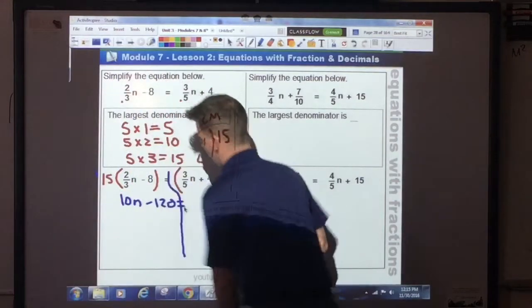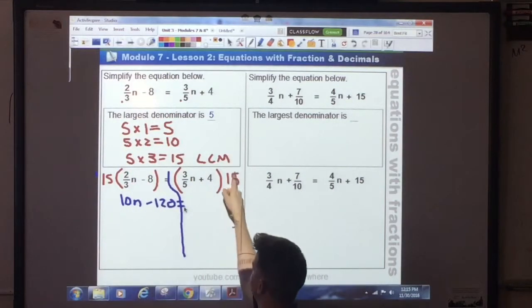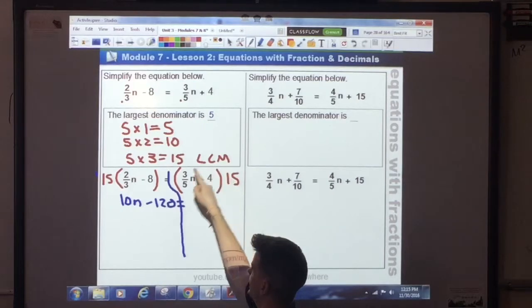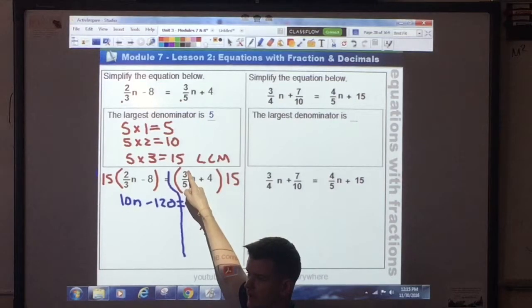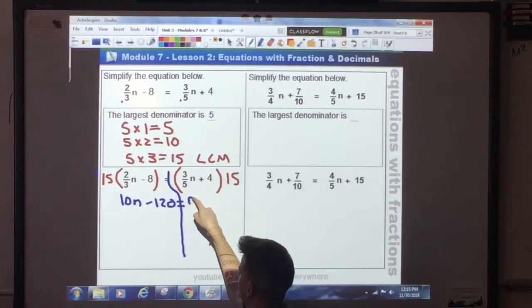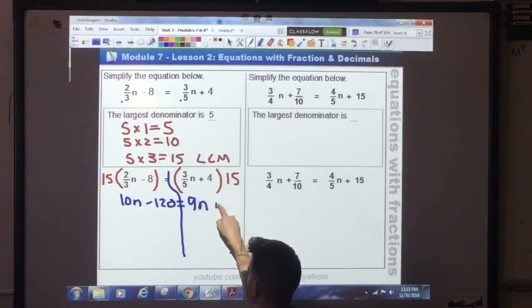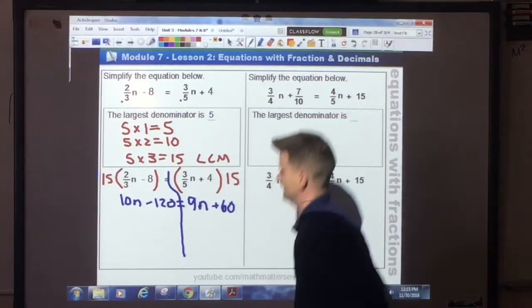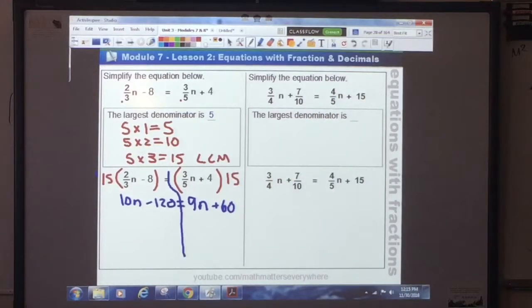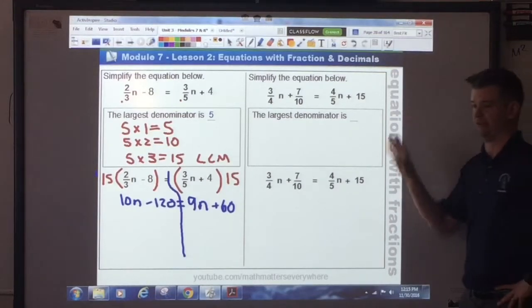Equals. We do the same thing on the other side. We do 15 times 3 is what? 45. 45 divided by 5 is? 9. 9, bring down the n. Then you do 15 times 4. What is 15 times 4? 60. And we've simplified that. Now I'd be able to go in and solve it. And if I solve that, I would get n is equal to 108. But we're not going to solve it right now. We're going to solve that next, after we finish with this.